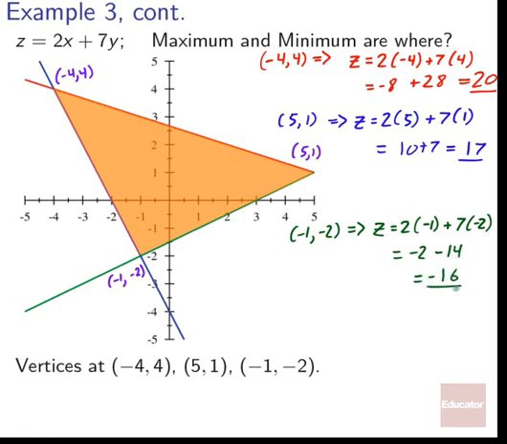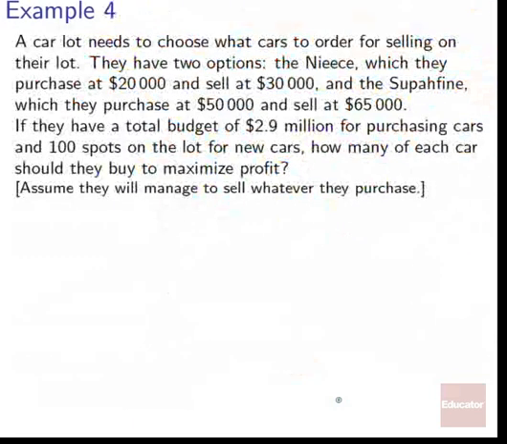All right, so at this point we can see who is our winner for maximum. That's going to be z equals 20, which occurred at negative 4, 4. So negative 4, 4 is the maximum for our objective function. And negative 1, negative 2 spat out negative 16. So that was the minimum value that we wound up seeing. And 5, 1 gave us positive 17, but that's neither a maximum nor a minimum, so we just forget about it. All right, final example.